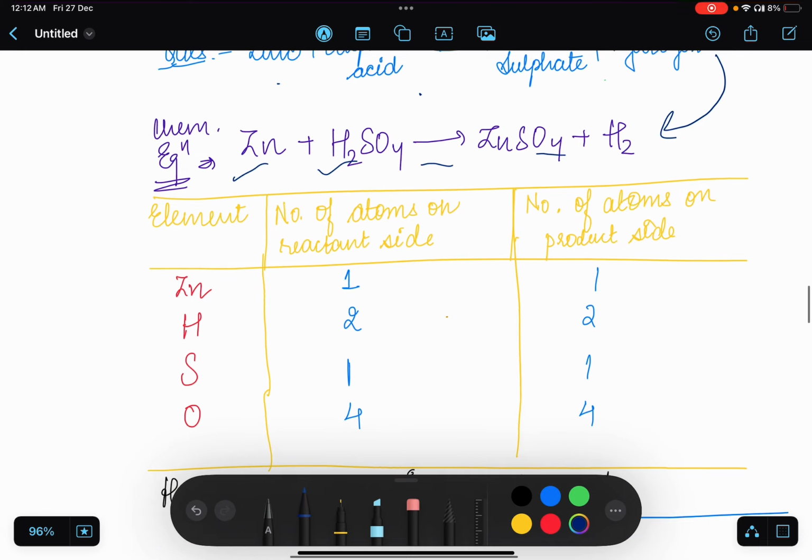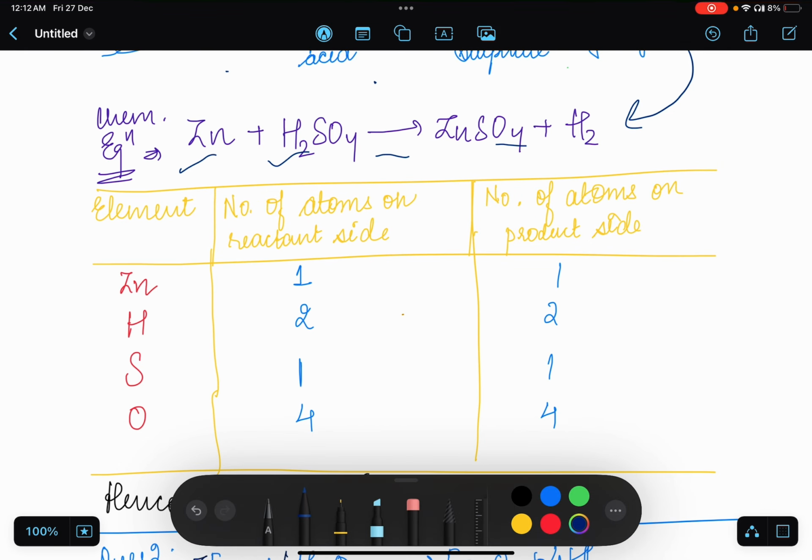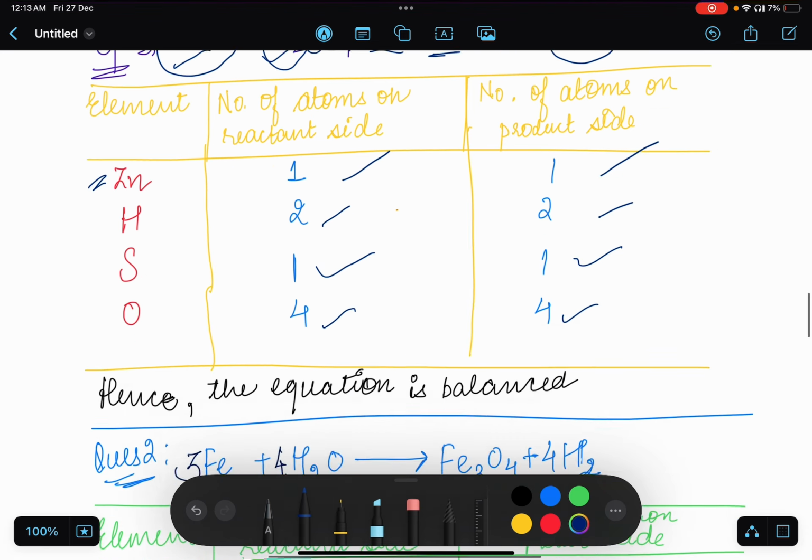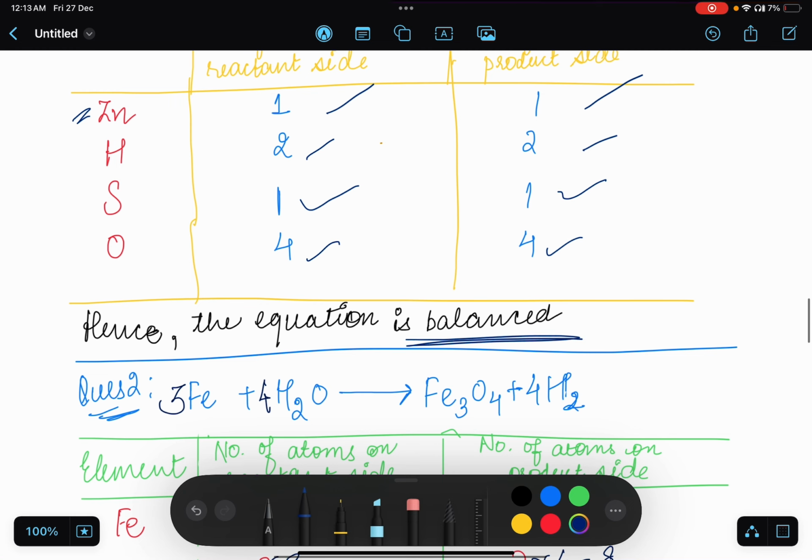So now let's calculate the number of atoms on the reactant side, then on the product side. First we have zinc. Zinc here is 1 and here also it is 1, so it is correct. Then hydrogen, we have 2, here also 2, done, fine. Then sulfur, it is 1 on both sides. Then oxygen, it is 4 on both sides. Hence this chemical equation is balanced.